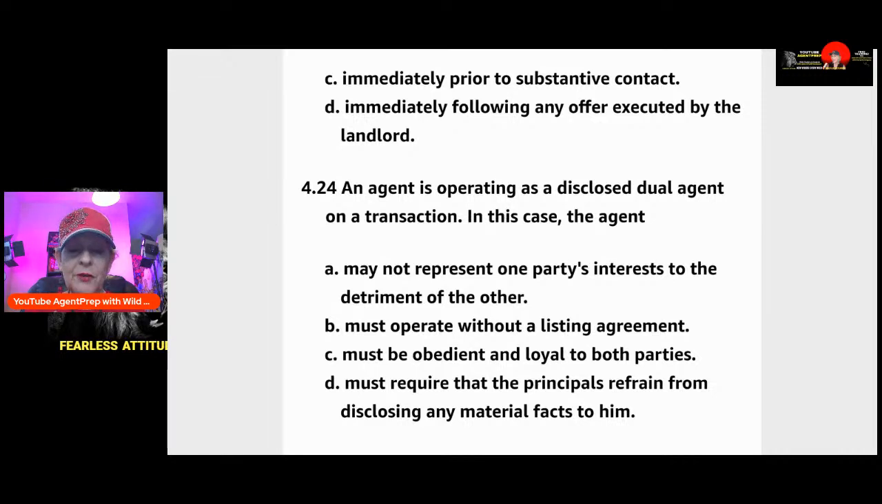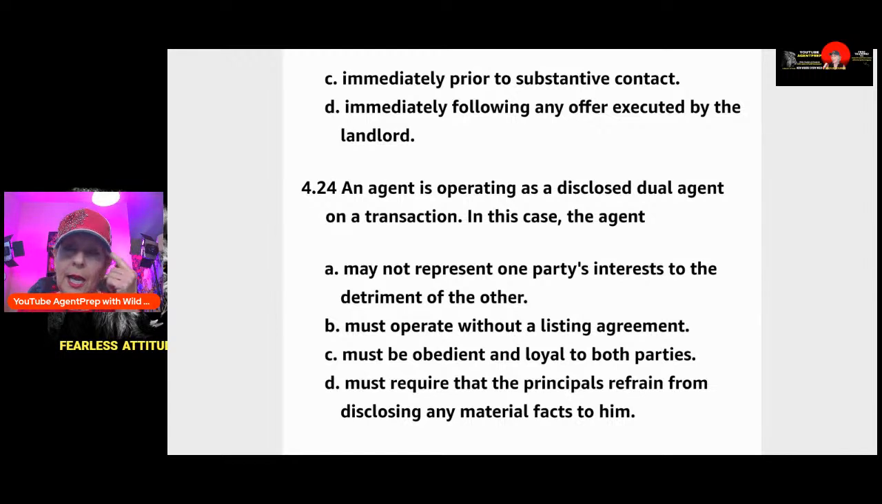After disclosing, the agent must obtain the written consent of both parties. If both parties accept the dual agency, the agent owes all the fiduciary duties to both parties except full disclosure. Got it? Full disclosure, not undivided loyalty, and exclusive representation of one principal's interest.